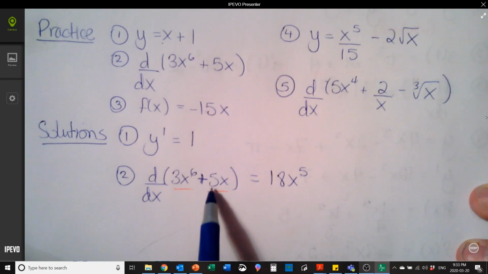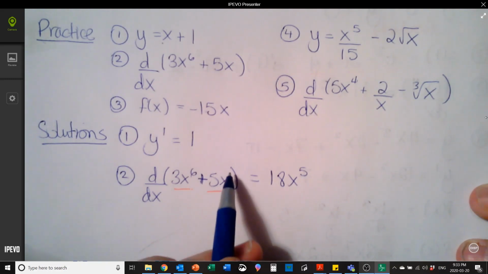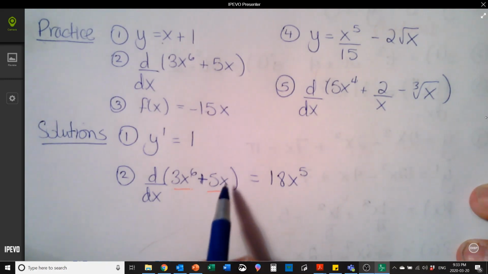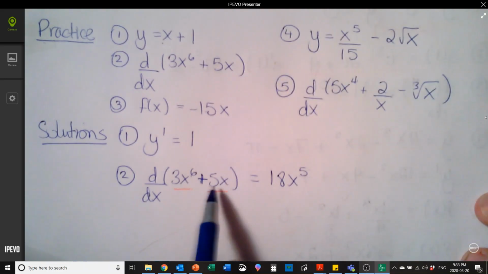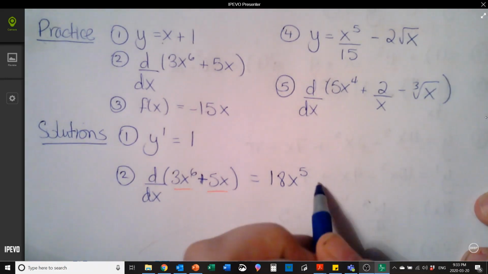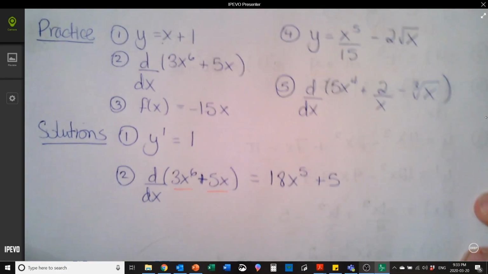Plus the derivative of 5x. There's no power on this except 1. But I know that anything with a power of 1, my variable with a power of 1, the derivative is just the coefficient, sign included, so plus 5.